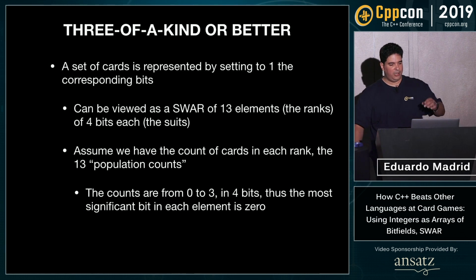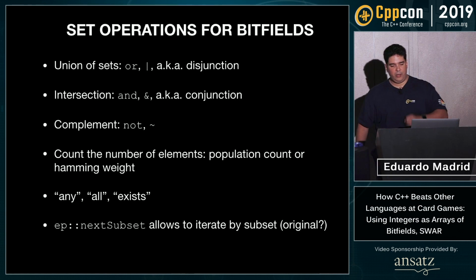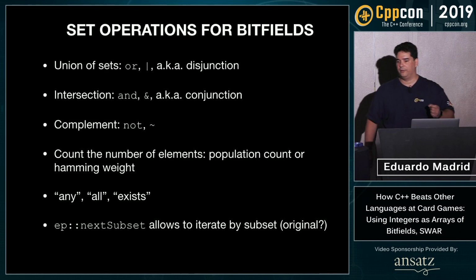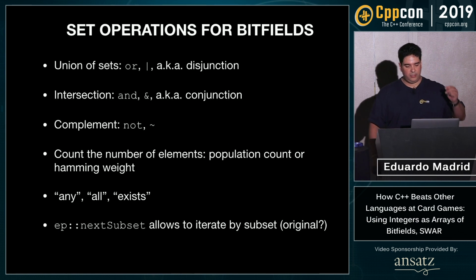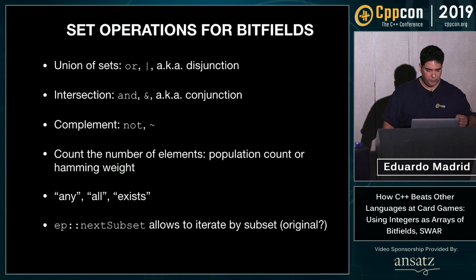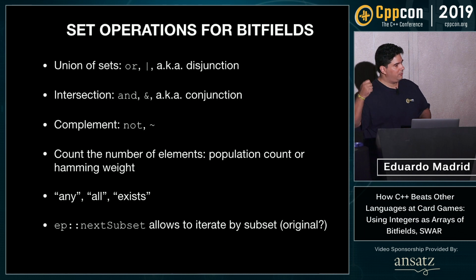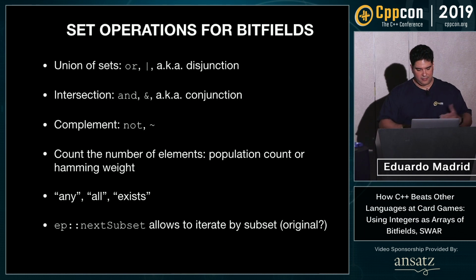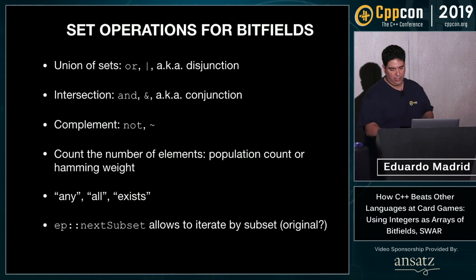Okay, three of a kind or better requires the things that I am listing in the slide. And that requires us to implement set operations for bitfields. This is very simple, but I need to go over them to be systematic. The union is going to be the bitwise OR, the intersection is the bitwise AND, the complement is NOT. Counting the number of elements is an operation that we will talk about extensively momentarily. Then any, which gives me any element in the set, and all and exists, and perhaps iterating over the next subset given one particular subset.